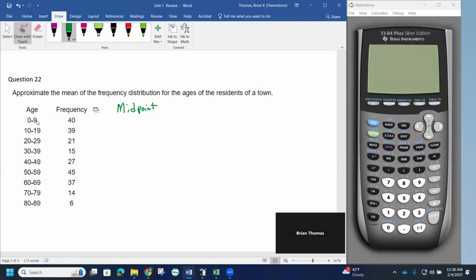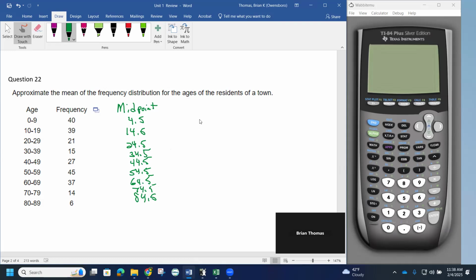So notice how we know the 0 plus 9 is 9 and half of 9 is 4.5. That would be my first data point. And then notice how our class width is 10, so we can add 10 to each one of those so we don't have to average it. So we then can put the rest of them down here. So those would be my midpoints.